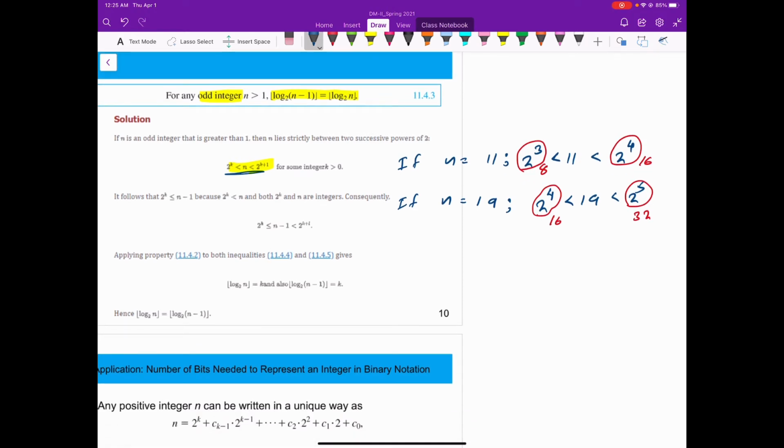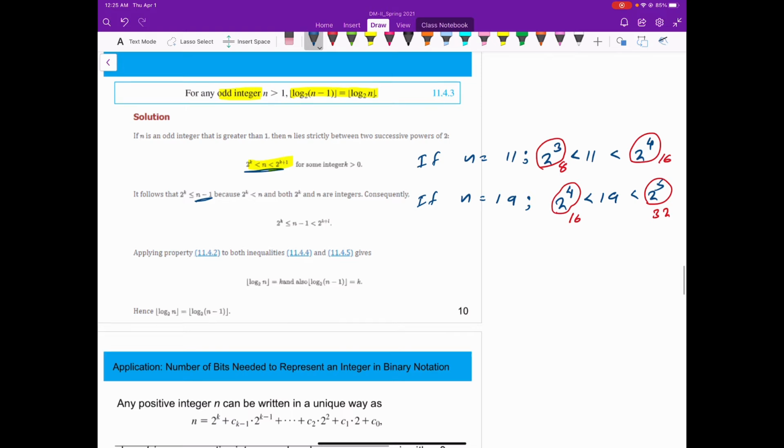It follows that 2 to the power k is less than or equal to n minus 1 because k is less than n. Now let me write this. What I'm saying here is you understood that this n is an odd number. This is an odd number and this is an even number. If you just write n minus 1, then this is an even number.